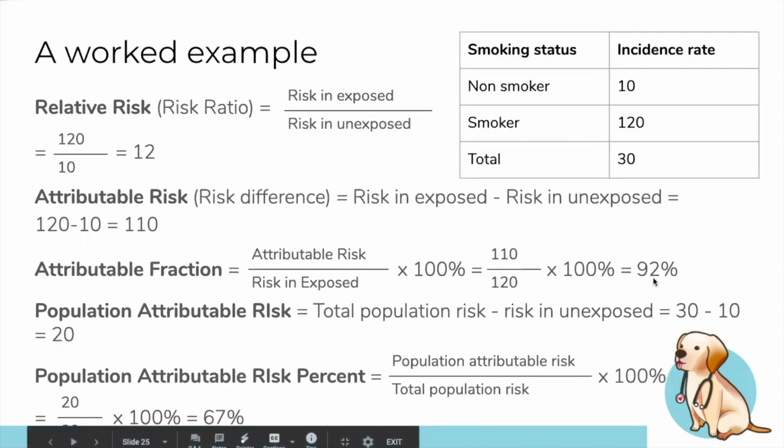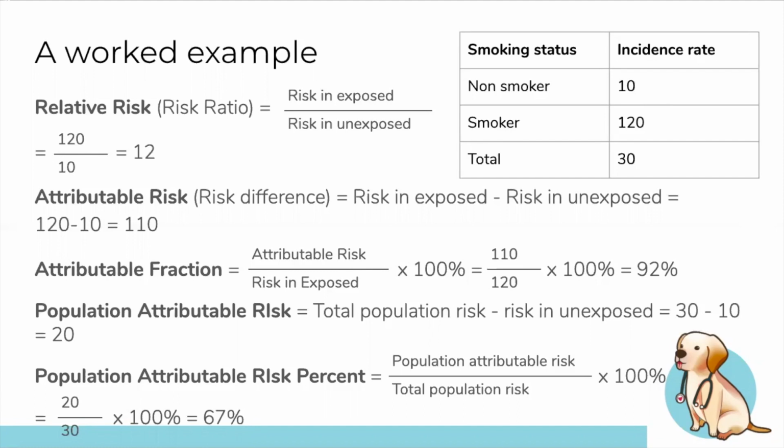Okay, so an example for how this works. Let's say we have a table that has smoker, non-smoker, and the total people in the population that are at risk. You would then look at the risk in exposed over the risk in unexposed to figure out the risk ratio. So you'd have 120 divided by 10. That's just the ratio between if you had been exposed to this thing and if you hadn't.